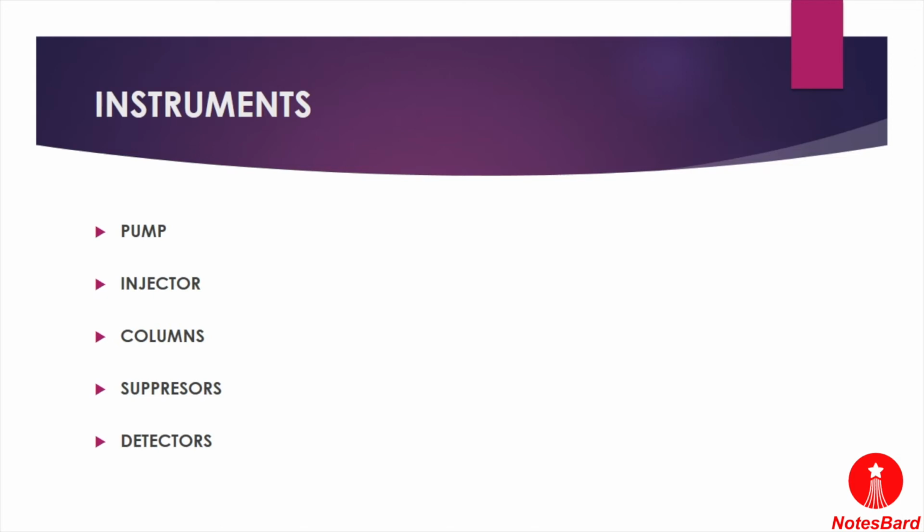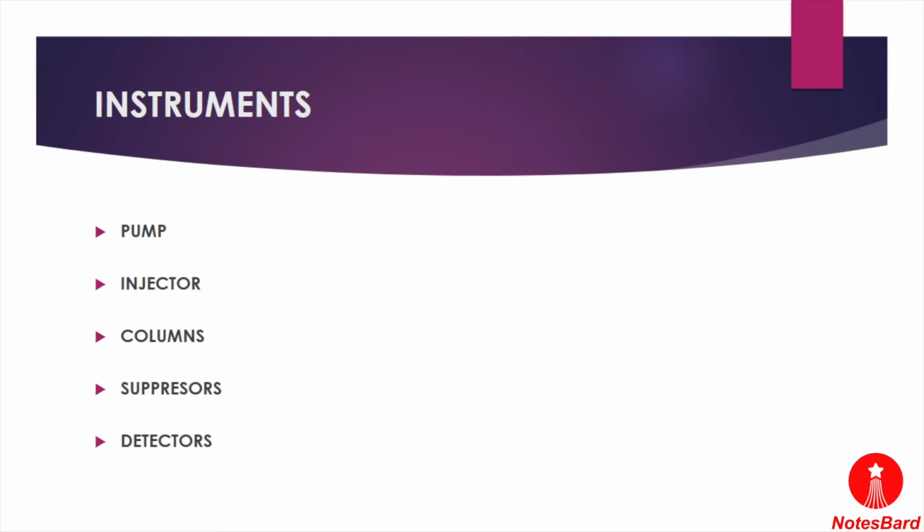Another component is the suppressor, which is used to reduce the background conductivity of the chemicals used to elute samples from the ion exchange column, and this improves the conductivity measurement of the ions being tested. So this is used for the background conductivity. Now, another instrument used is the detector.